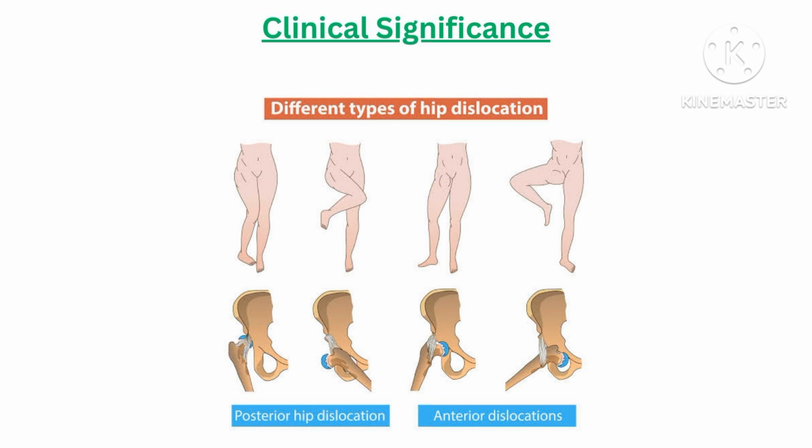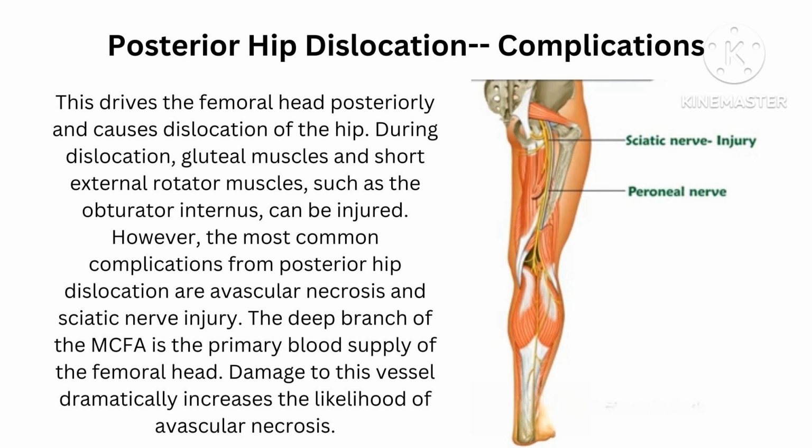Clinical significance. Due to their close proximity, the obturator muscles are clinically relevant when there is an injury to the hip, such as dislocation. Posterior hip dislocations are the most common type of hip dislocation. They are typically caused when a posteriorly directed force is applied to a flexed knee while the hip is flexed and adducted. This drives the femoral head posteriorly and causes dislocation of the hip. During dislocation, gluteal muscles and short external rotator muscles, such as the obturator internus, can be injured. However, the most common complications from posterior hip dislocation are avascular necrosis and sciatic nerve injury.